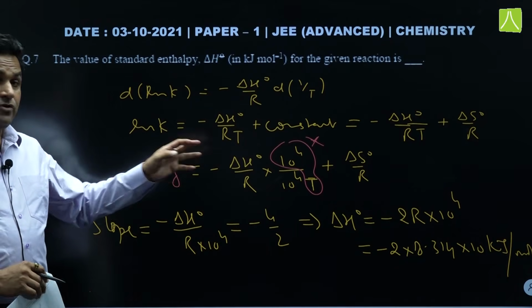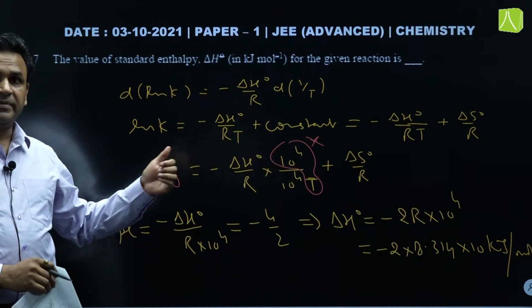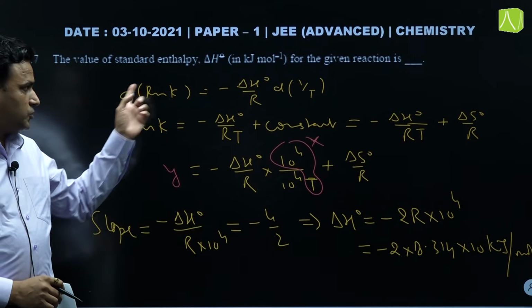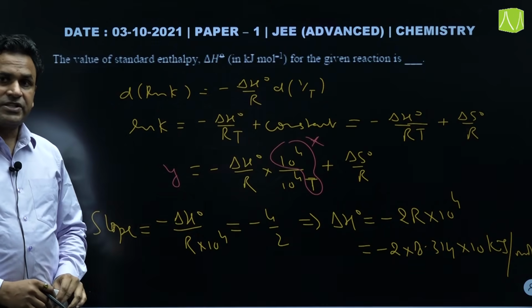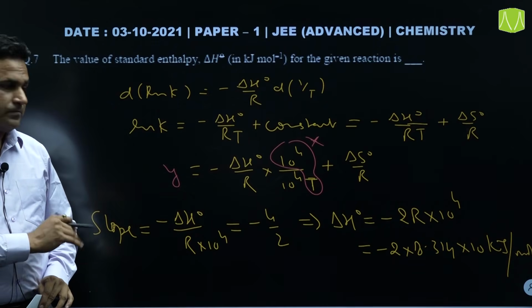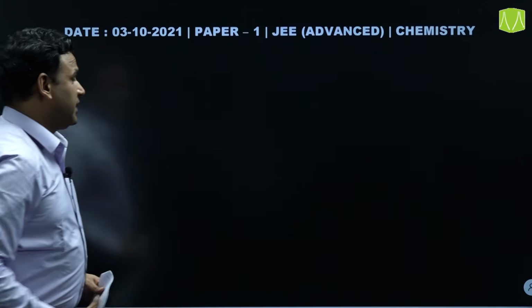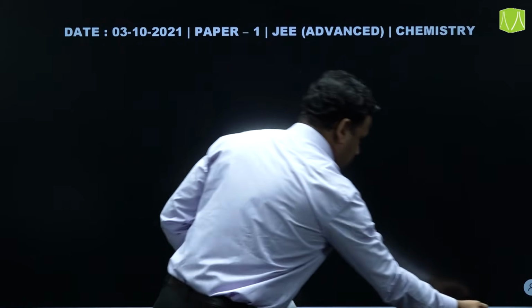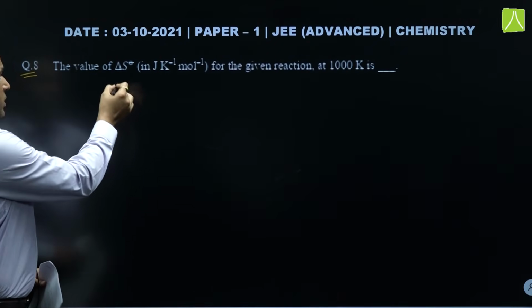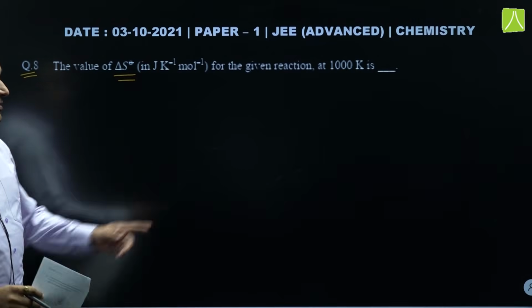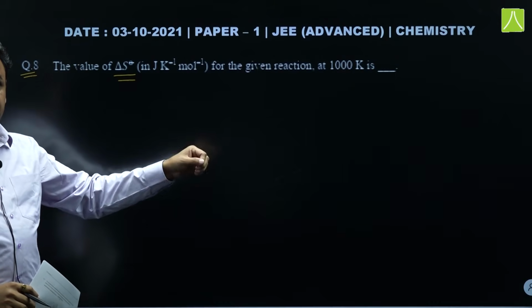So, this is a very good question from, we can say, thermodynamics or from chemical equilibrium. We should be knowing this relation, and based on this relation the calculation of delta H naught of the reaction can be done. Next question based on this paragraph only is question number 8, in which we want to calculate delta S naught of the same reaction at 1000 Kelvin.